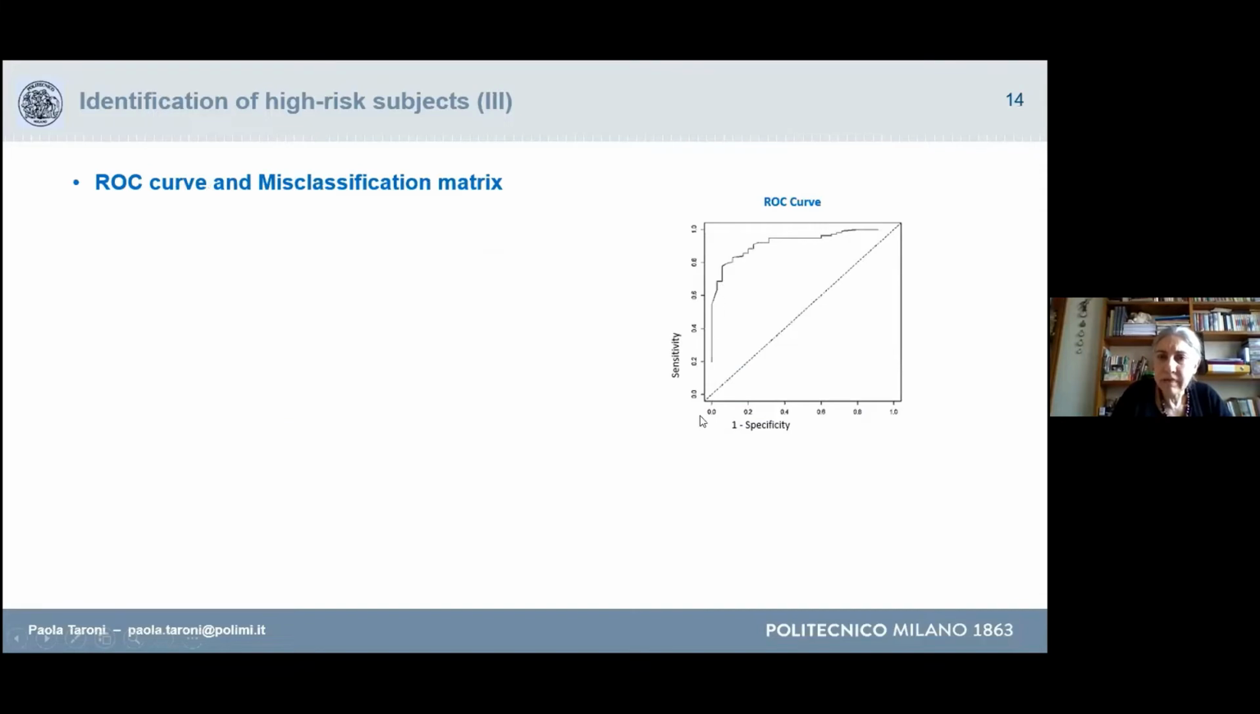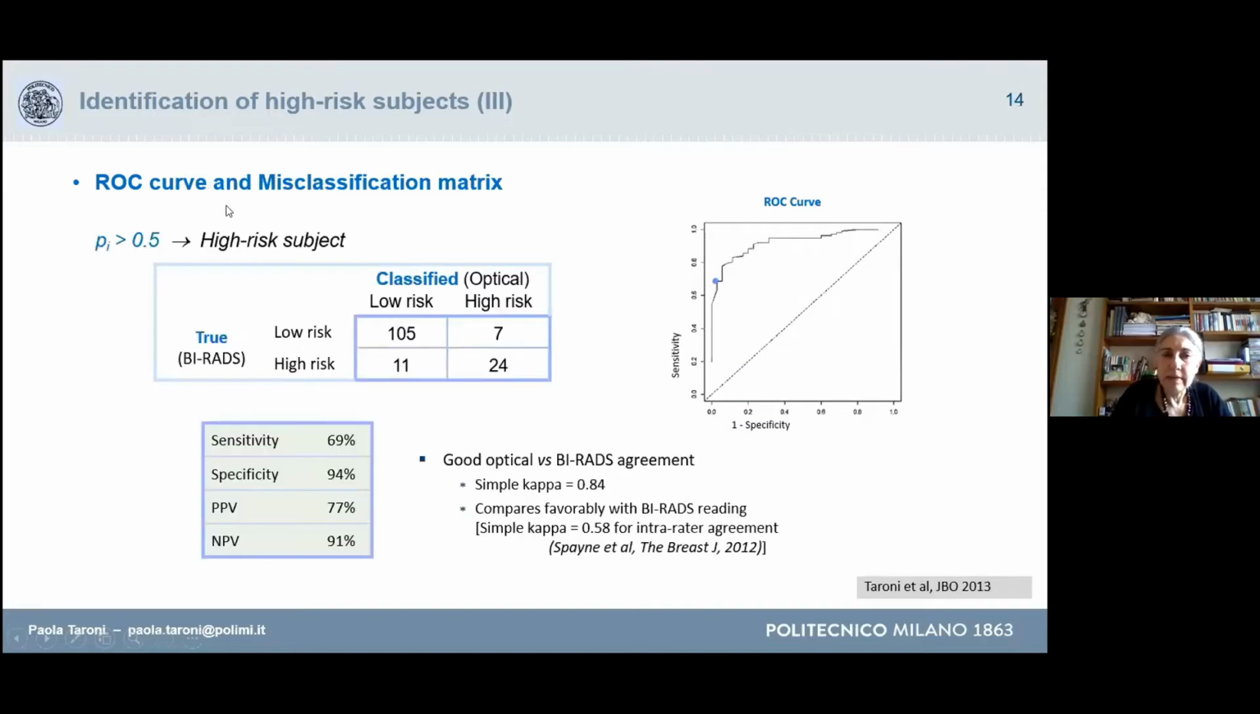This is the ROC curve that we obtain with the standard threshold of 0.5. We are here on the ROC curve. This means a specificity of 94% and sensitivity of 69%. The sensitivity is low, but okay, it would obviously be nicer to have a higher sensitivity also.